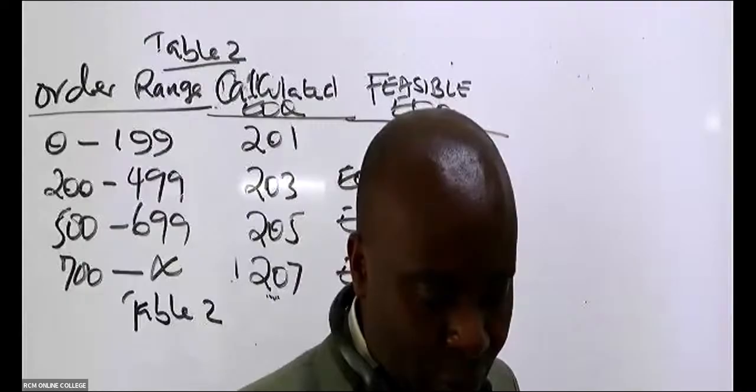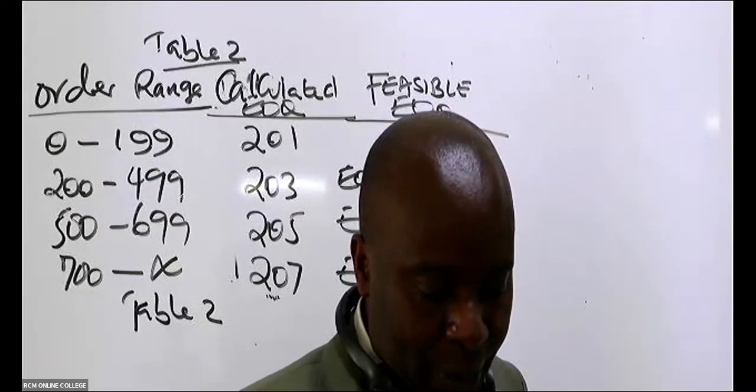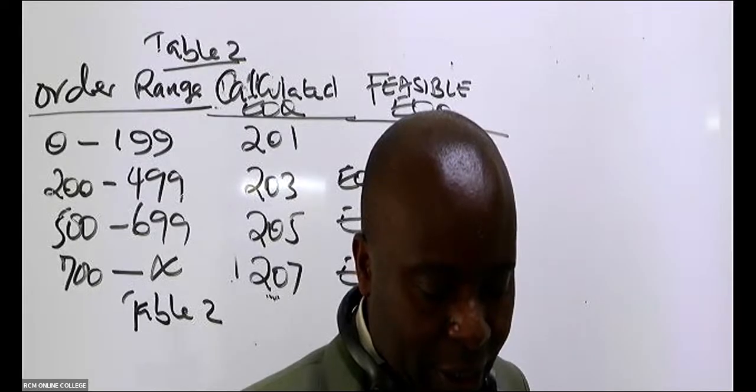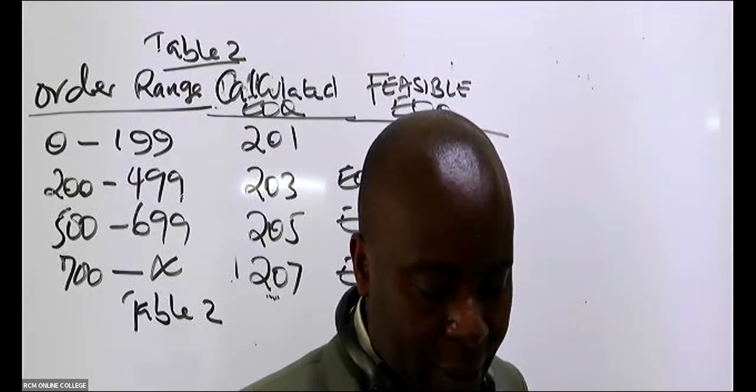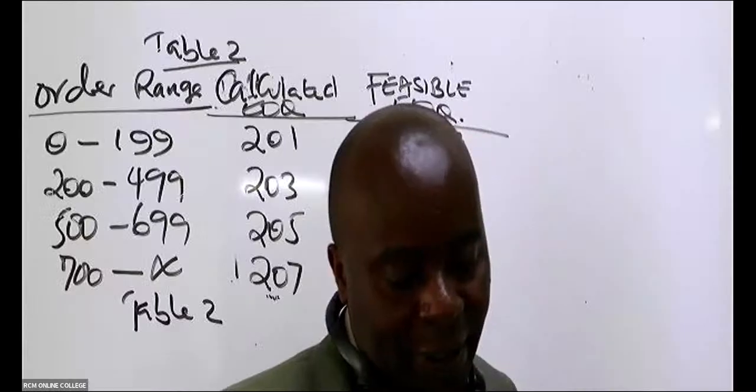Rule number two. If the EOQ you have calculated is more than the bracket maximum, ignore it. Ignore the whole thing. Ladies and gentlemen, these are very simple things.